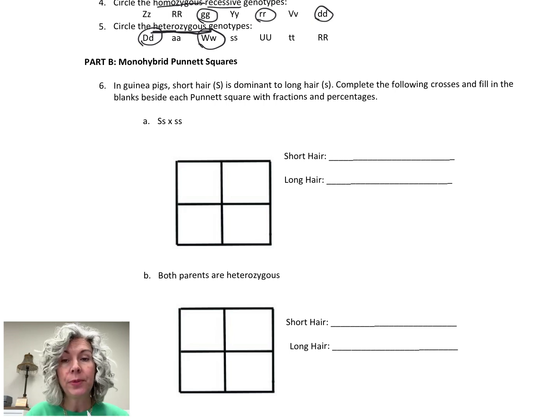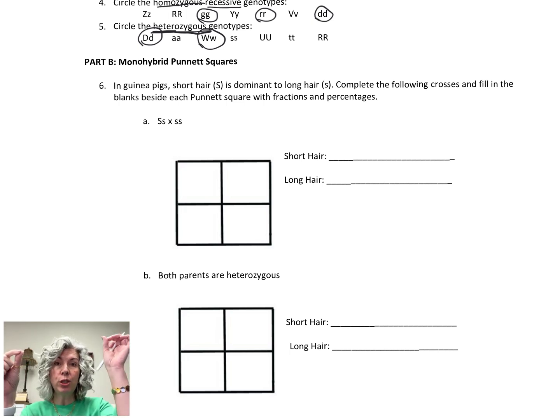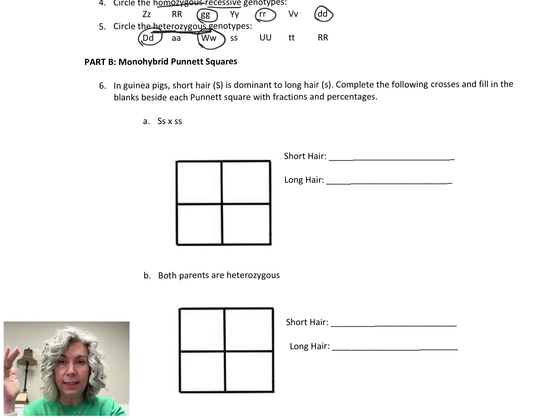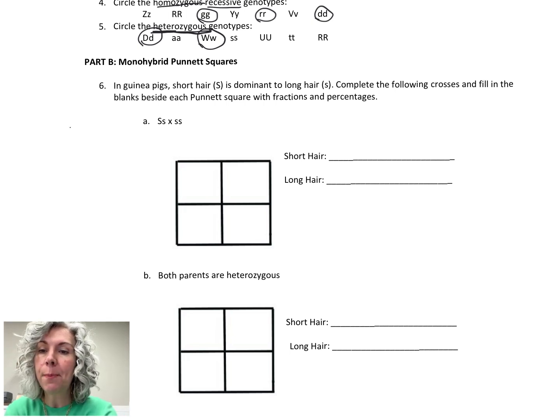In guinea pigs, short hair, S, so it's telling us the letter S to represent short hair, is dominant to long hair. Complete the following crosses, fill in the blanks beside each Punnett square with fractions and percentages. So here's what I like to do. I always like to make a key. It just helps me keep what letter represents what trait straight. Okay, so we're going to say short hair is dominant. So I'm just going to come over here to the margin, to the side, and I'm just going to say capital S equals long.